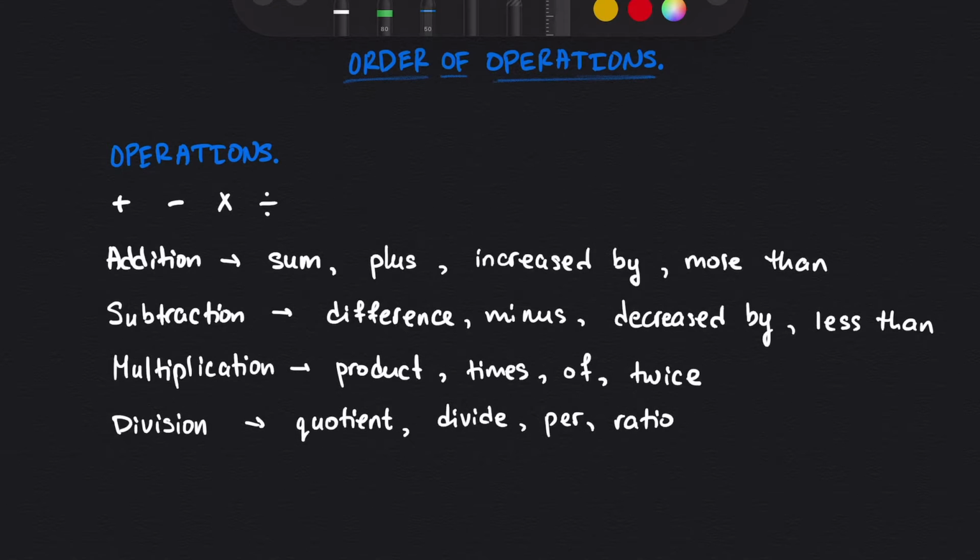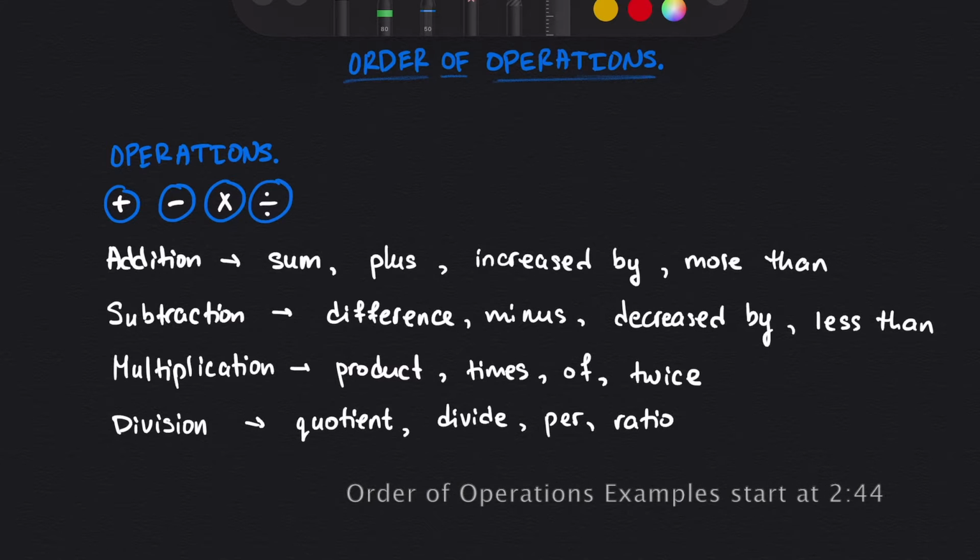Okay, let's learn the order of operations. There are 4 math operations: addition, subtraction, multiplication, and division. Yes, they're quite easy to understand, but math has its own language, meaning one expression can be written in many different ways. So let me go over that.